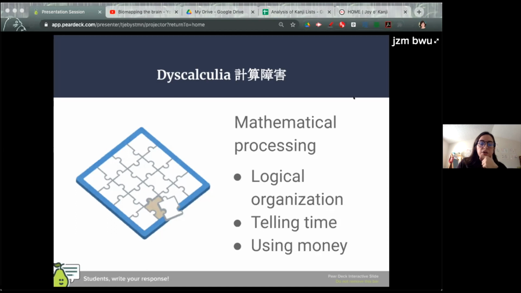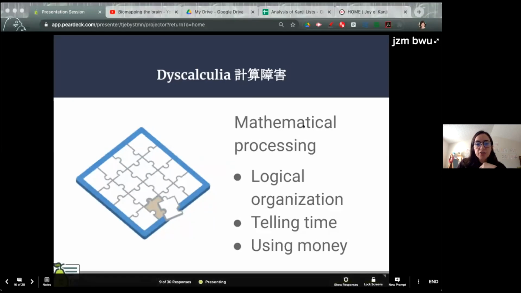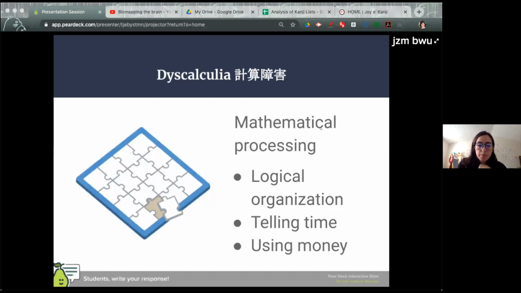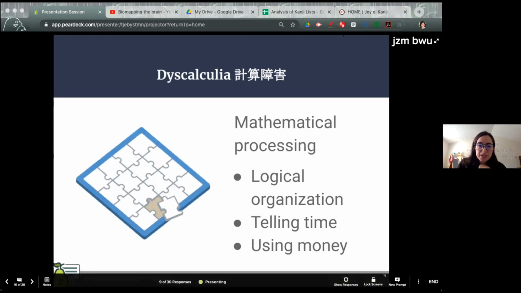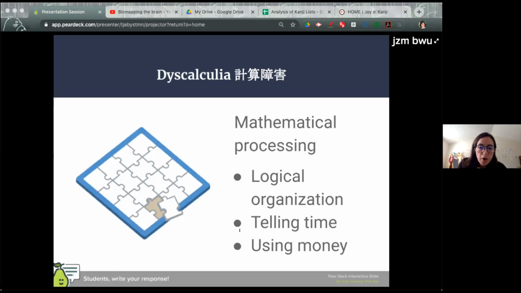Okay, so notice here that logical organization is a big part of dyscalculia. So logical organization there is a huge part of what we are asking them to do when you are doing any task that asks them to sort things, or when you are asking them to do tasks that are sequencing actions.